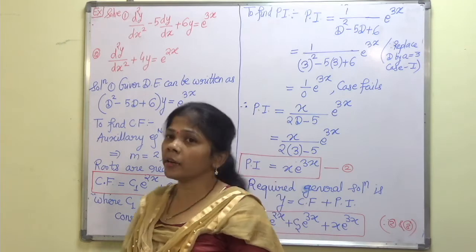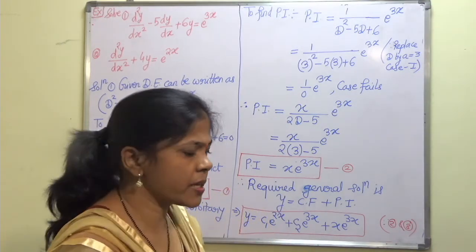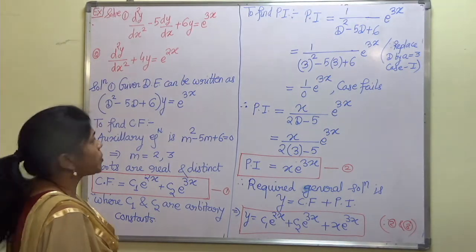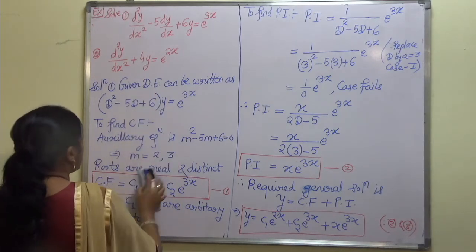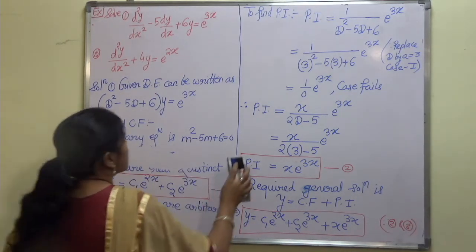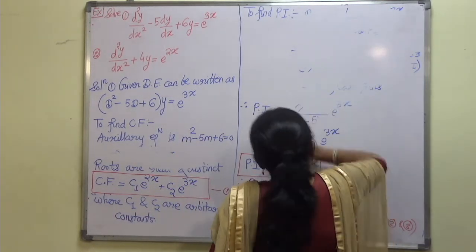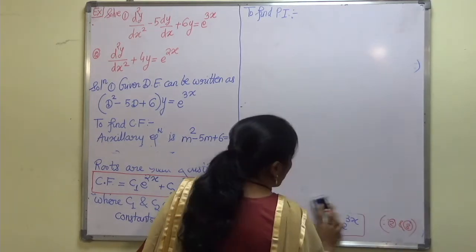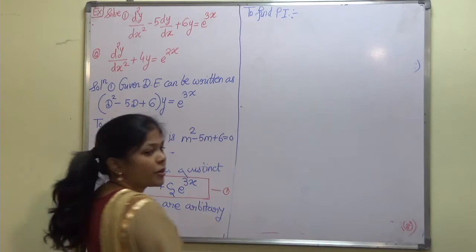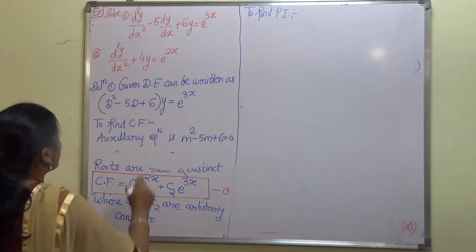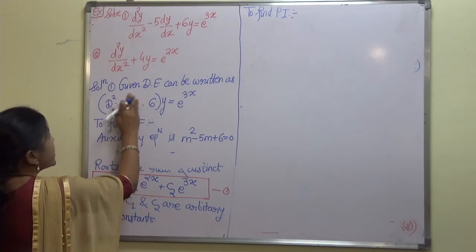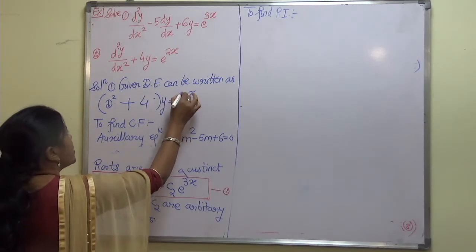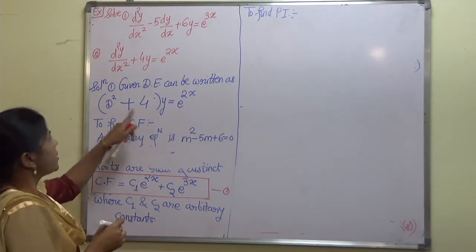Right. One more problem we will discuss. So what is it? Solve d2y by dx square plus 4y equal to e raised to power 2x. So again we will write this in the required form. What is the required form? That is the differential operator form. Okay. So what will be its operator form? d square plus 4 operating on y is equal to e raised to power 2x. In this way, we get the operator form.